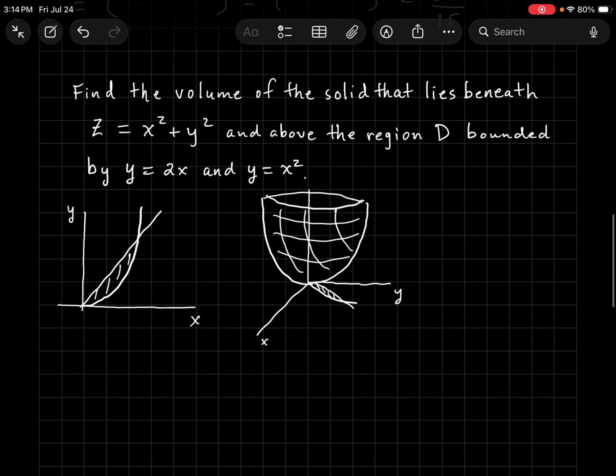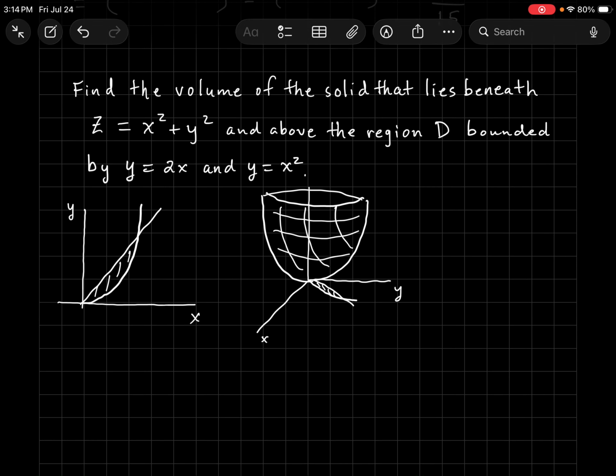Let's find the volume of the solid that lies beneath z equals x squared plus y squared. So I drew that over here on the right. And above the region D in the xy plane, so I drew it here and then I redrew it on the right as well, where D is the region bounded by y equals 2x and y equals x squared.